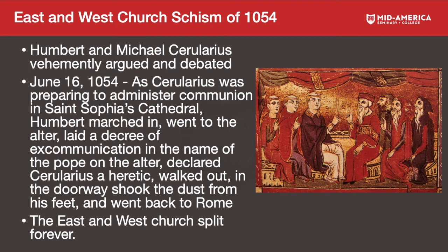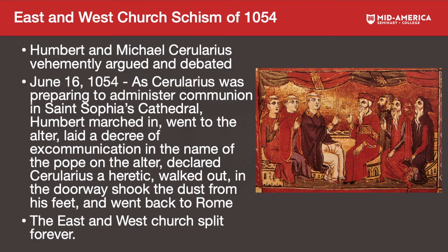Humbert marched in, went up to the altar as the guy is about to do the communion, and he laid a decree of excommunication in the name of the Pope on the altar, declared Cerularius a heretic, walked out, and when he got to the doorway, he stopped, he shook the dust from his feet, and then he went back to Rome. And that act split the church forever, the East and the West. So there was no longer a unified church, basically.